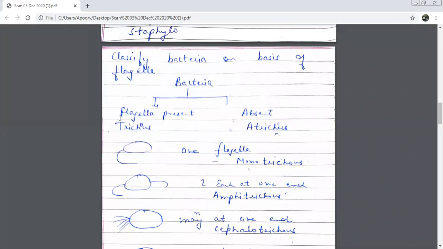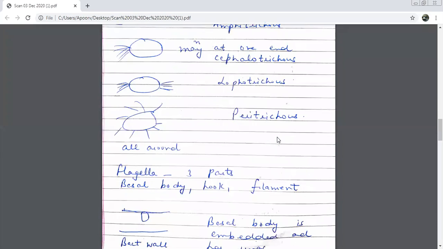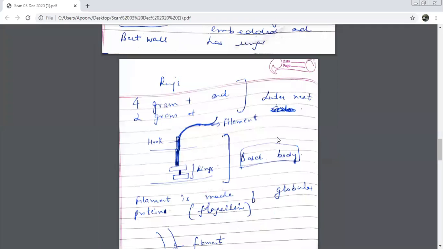The presence or absence of flagella: if flagella is present, it's trichous; if it is absent, it is atrichous. Let me hide this. Can you name all the 5 types with flagella present? You can do it together. Monotrichous, Amphitrichous, Cephalotrichous, Lophotrichous, and Peritrichous. That's 4, we are left with 1. The last one was what, beta?